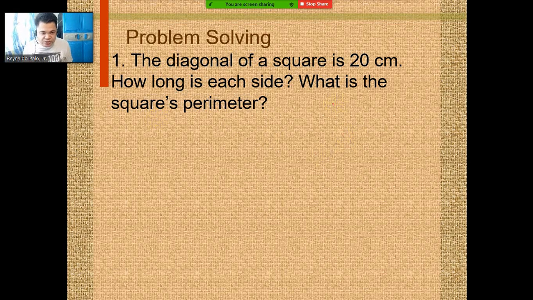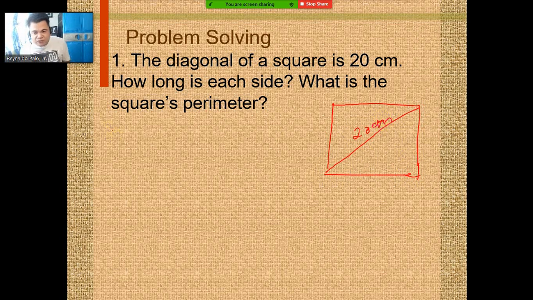So let's draw first the square. So let's say this is a perfect square, and then according to the given, there's a diagonal which measures 20 centimeters. Remember, when we discuss 45-45-90, we use a square. That's why this example or problem falls under 45-45-90.